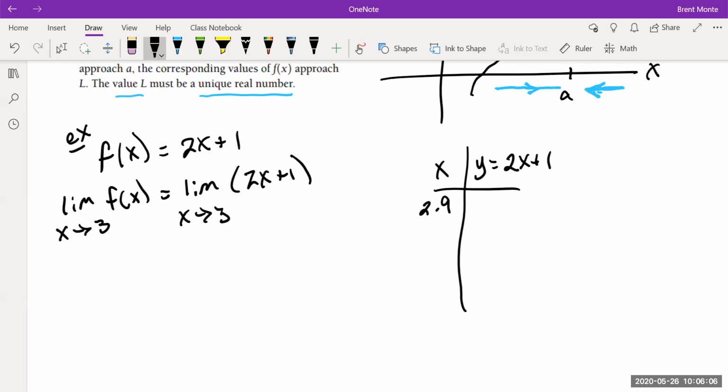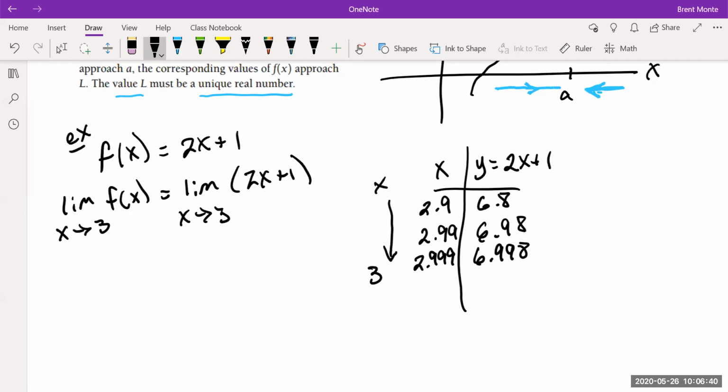When I plug that one in, again, I'm just plugging it in. 2 times 2.9 is 5.8 plus 1, 6.8. Let's make it even closer, 2.99. When I do that, I get 6.98. And then when I plug in 2.999, I get 6.998. And so notice what's happening here. X is approaching 3.